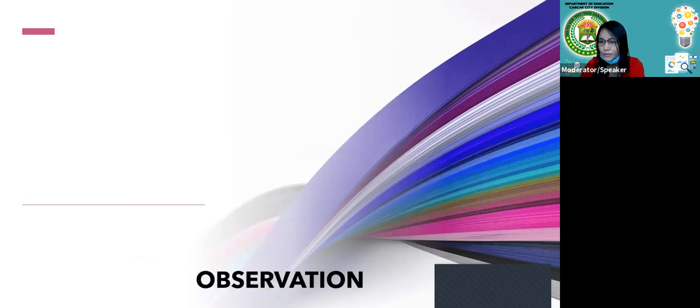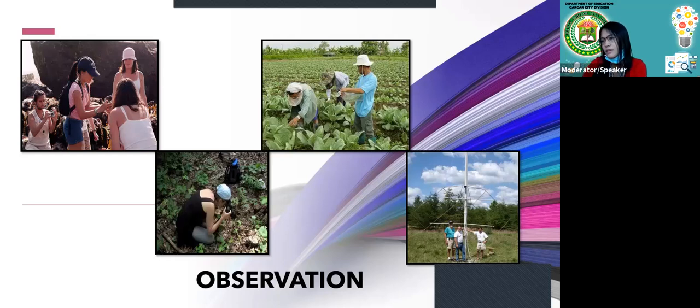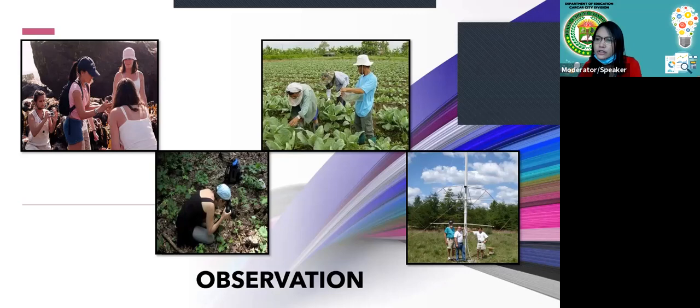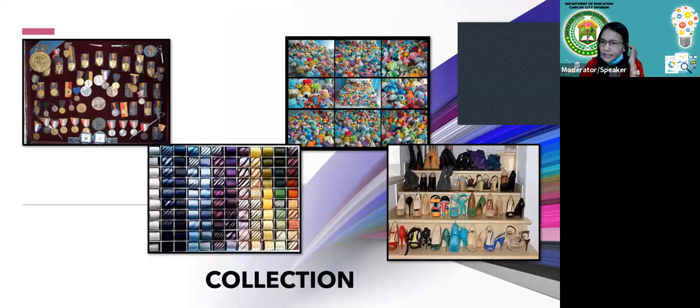Another is through observation. There are times that you would need to verify the data that you gather in the field through observation. So you want to see yourself what is really happening in the locale or in the environment that you are studying. So you would do that through observation. Next is by collection. You could do collecting some information through data mining and many other ways at how you could collect a lot of data.